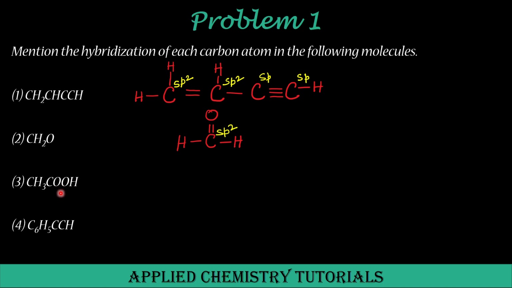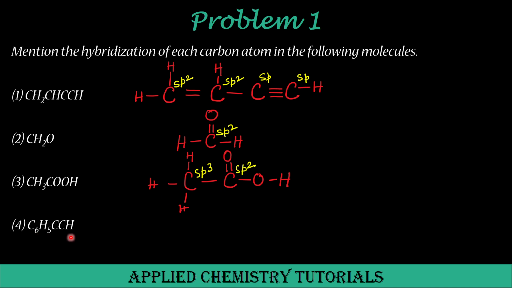Now for the next example, this acetic acid, there are 2 carbon atoms and they are attached with several hydrogen and oxygen like this. Now for this carbon atom, it is attached with oxygen using the double bond, so it will be sp2 hybridized, and this carbon atom is attached with 3 different hydrogen and 1 carbon atom all using the single bond, so it will be sp3 hybridized.